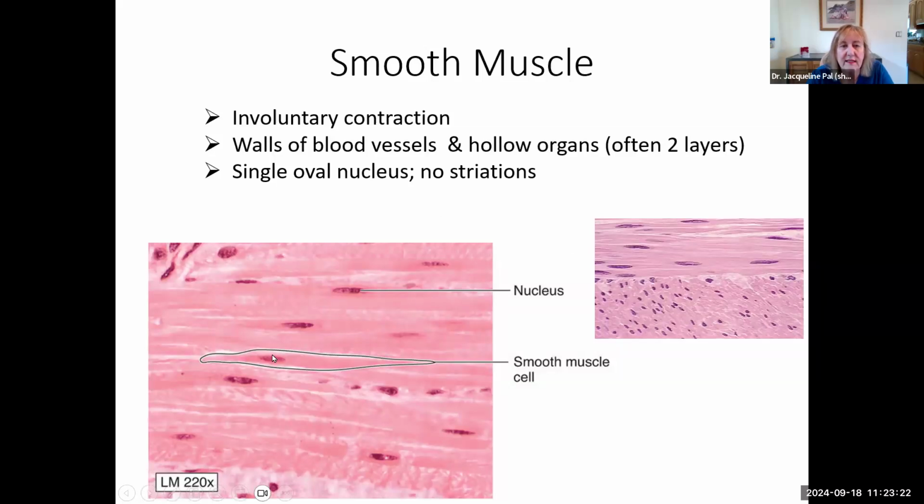So each cell has a single oval nucleus, not round like we saw in cardiac muscle, and there's no striations. So we don't have that arrangement that we saw in both the cardiac muscle and the skeletal muscle. And here we have slow, long contractions.